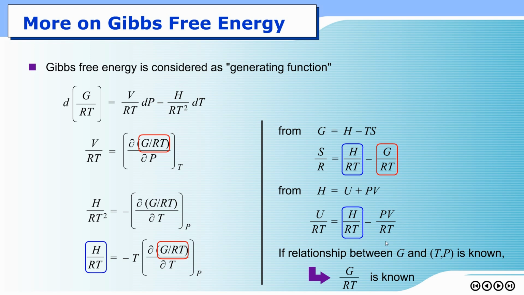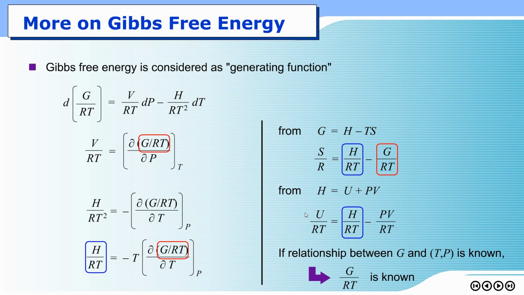PV over RT here is essentially a compressibility factor from lecture 3. Okay, this is known if you know the equation of state. That means you can calculate internal energy as well. So can you see that once the relationship of Gibbs free energy as a function of temperature and pressure is known, then volume, enthalpy, entropy, internal energy are all defined. So that's why we call Gibbs free energy a generating function. Once you know Gibbs free energy, you can generate anything in thermodynamics. Okay, that's why it is very important.